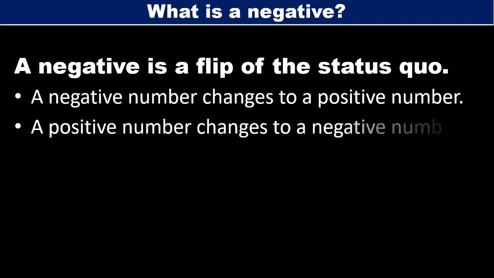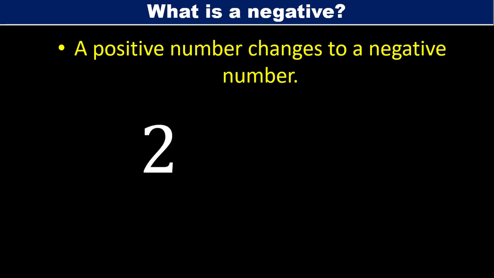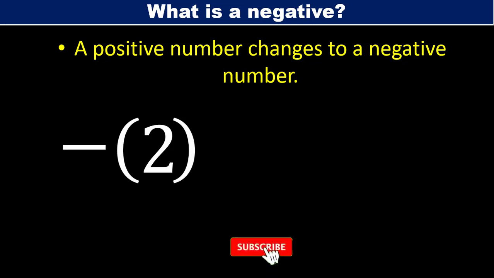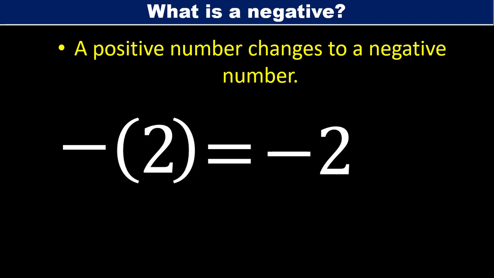Now, a positive number, on the other hand, changes to a negative number when you apply the concept of negativity to it. Okay? So, simply put, if I introduce the number 2 and then I introduce the negation sign in front of it, what happens to it? It becomes basically -2. It was positive, but after flipping it, it becomes what? Negative.